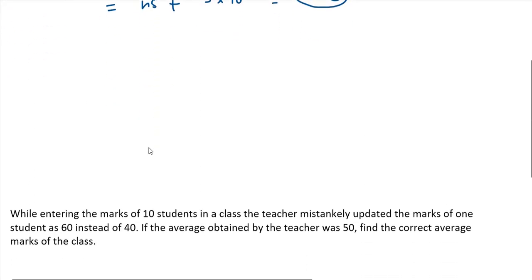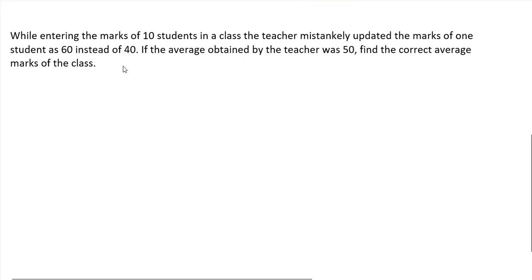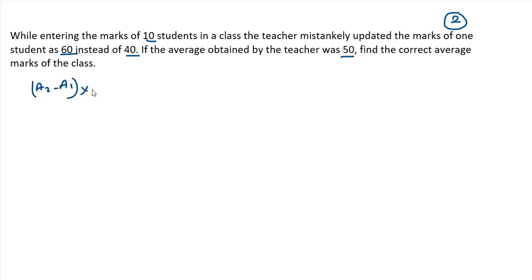Let us see one more example. While entering the marks of 10 students in a class, so the number of students is 10, the teacher mistakenly updated the marks of one of the students as 60 instead of 40. If the average obtained by the teacher was 50, find the correct average marks of the class. So this is based on the second concept where the average changes due to a wrong entry. So again, we'll use directly that formula, that is change in average multiplied by the total number of entries will be equal to change in values.